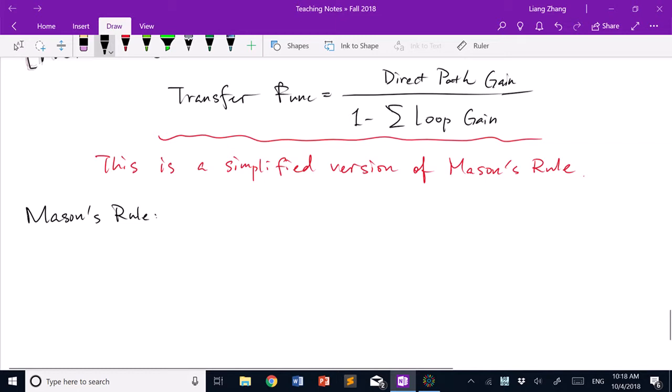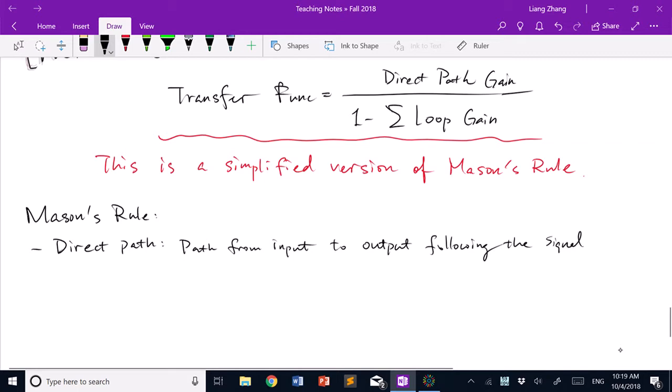Now, to define Mason's rule, apparently we have two terminologies. One is the direct path, the other is loop. So let's first officially define what they are. Direct path. A direct path is a path originated from the input to the output, following the signal flow, meaning the arrows in the block diagram.